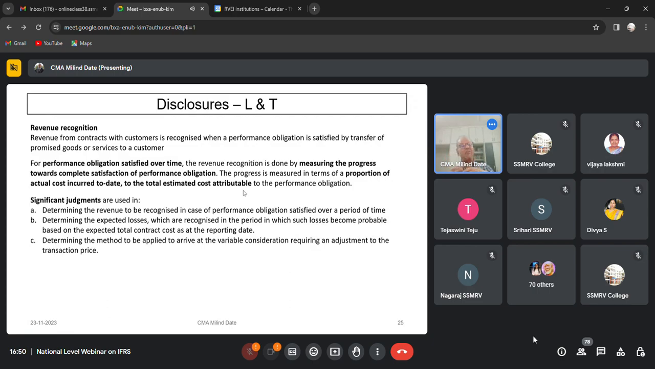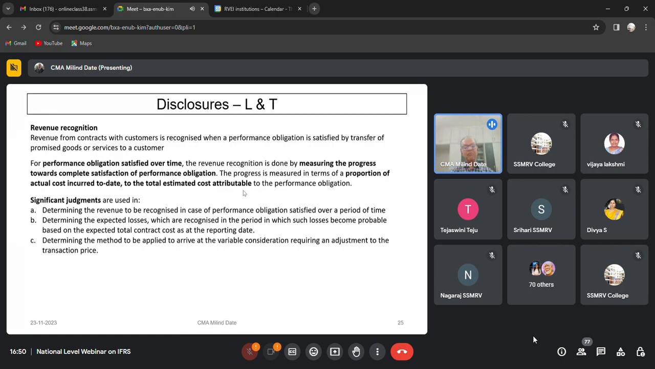In determining expected losses, because if a contract is going to result in a loss, and that is your expectation, the entire loss has to be immediately recognized. So in determining the expected losses, the company has to make use of judgments. Why? Because of course, it's something that you talk about which is likely to happen in future, and that's why judging today is very important.